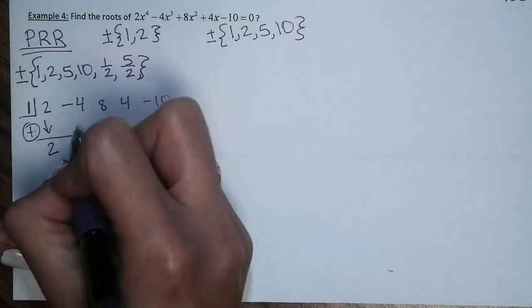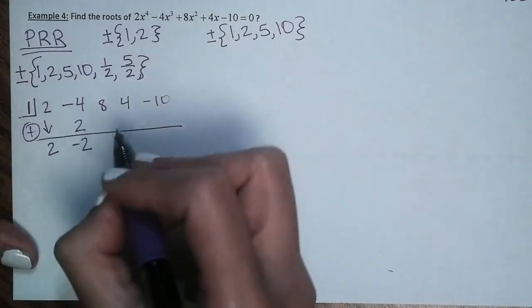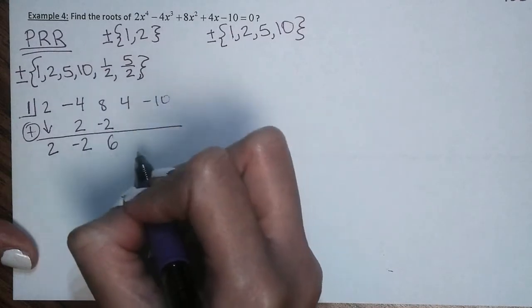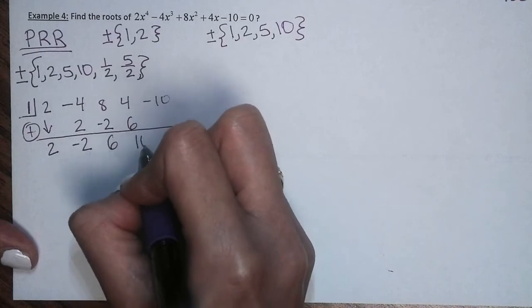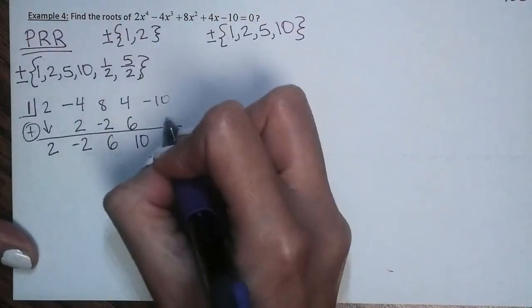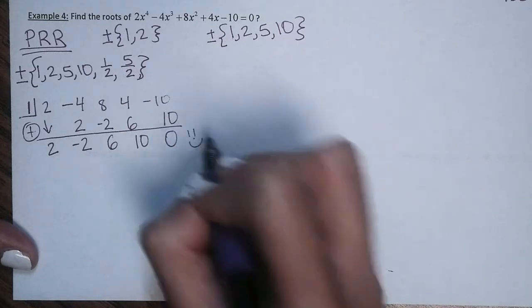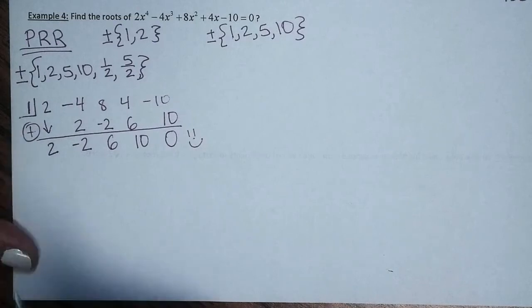2 times 1 is 2. Plus -4 is -2. -2 times 1 is -2. Plus 8 is 6. 6 times 1 is 6. Plus 4 is 10. This is looking good because 10 times 1 is 10. Plus -10 is 0. Yay. Okay, so great news. We have found one of the roots. So 1 is a root.